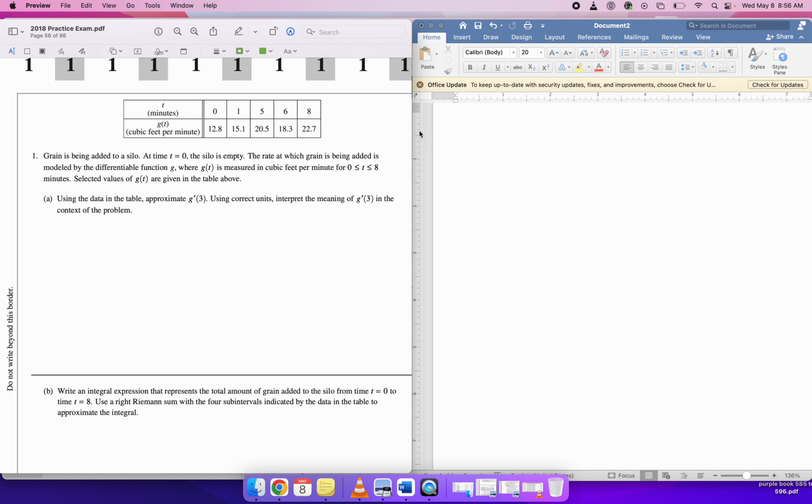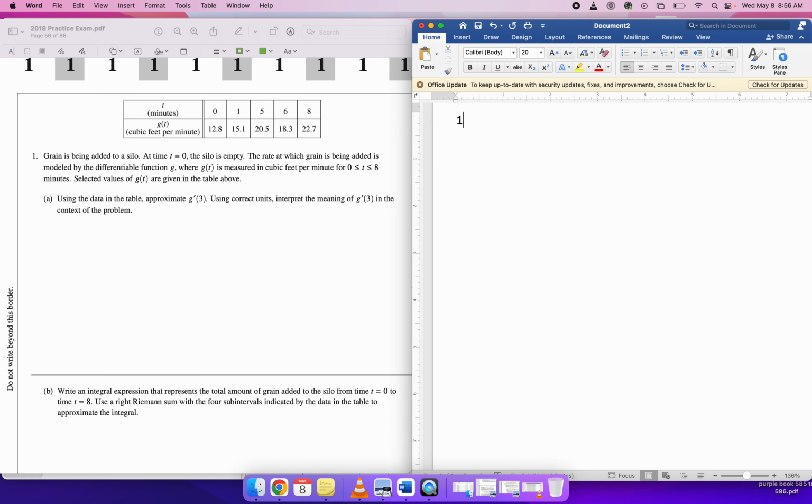The rate at which grain is being added is modeled by the differentiable function g, where g of t is measured in cubic feet per minute between 0 and 8. Selected values of g are given in the table above. Using the data in the table, approximate g prime of 3, and then using correct units, interpret the meaning of it in the context of the problem.